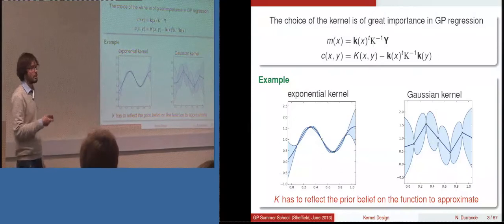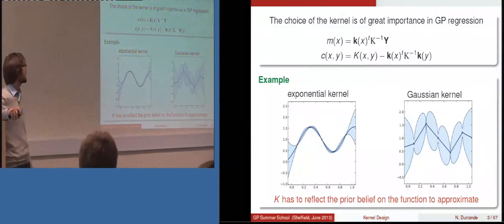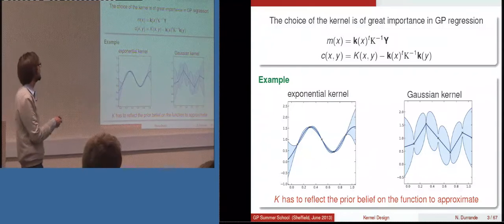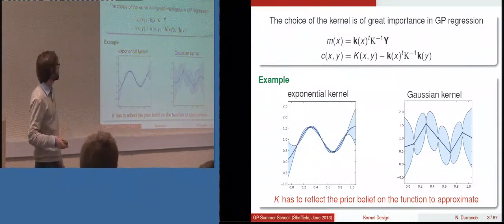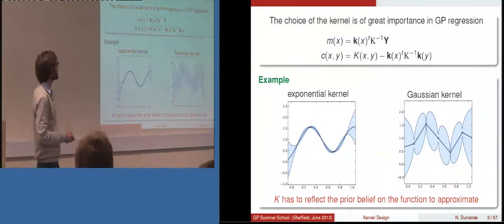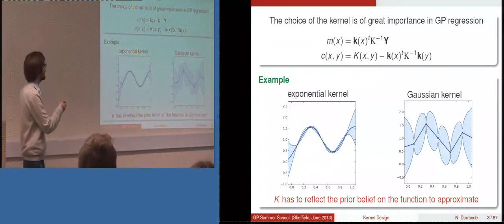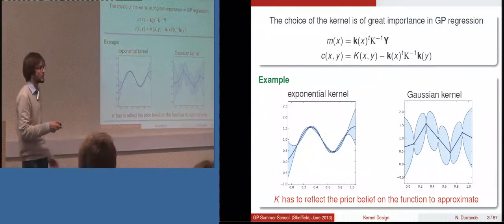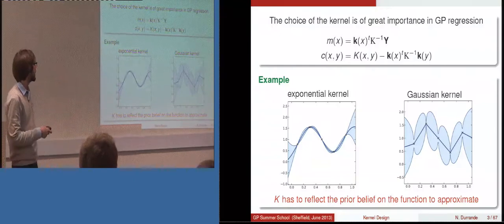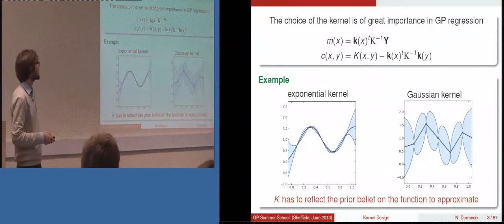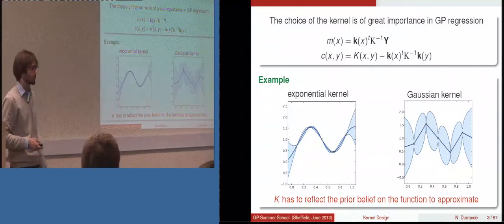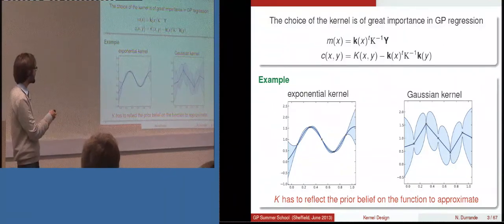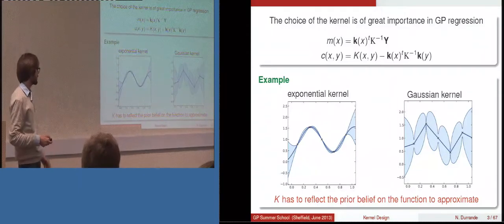So the role of the kernel, you've seen that during the lab, hopefully. It has a great importance in GP regression. So we have here the expression of the posterior mean, and here the expression of the posterior variance. And as you can see in these equations, the kernel appears everywhere, because here k is a vector that contains some evaluations of the kernel. This is the covariance matrix that also depends on the kernel. So it really is a key object when you're doing Gaussian process regression or Gaussian process models in general. Since it appears everywhere, it has a great influence on the model.